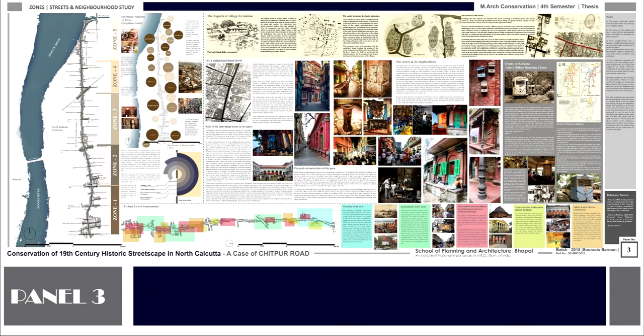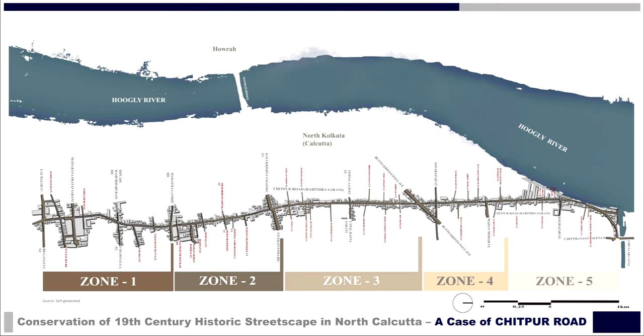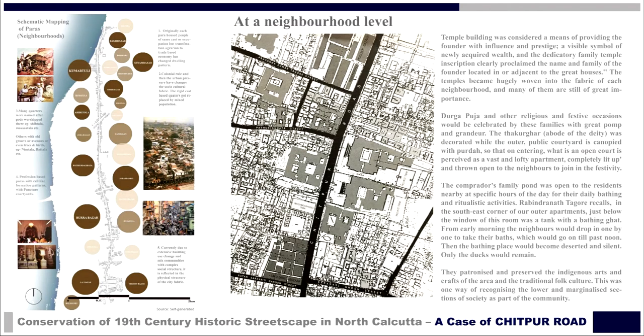Panel 3. Chitpur Road with zonal divisions, streets and neighborhood analysis. Chitpur Road is divided into 5 zones on the basis of primary nodes, keeping Chitpur as the main primary axis, marking the primary secondary linked streets to Chitpur Road. Schematic mapping of the neighborhood.